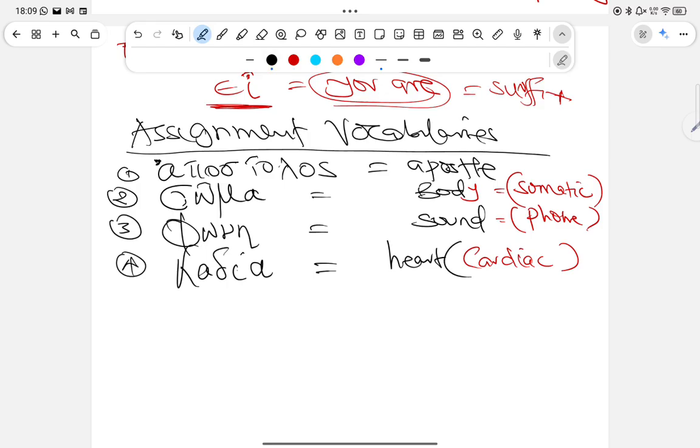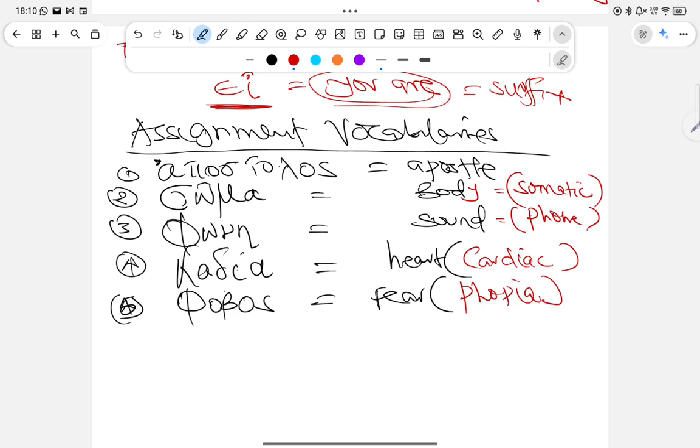The next is number 5, is phobos. So phi, beta, omicron, sigma. Phobos, think of phobia. Okay, phobos, fear. Because what is phobia? Right? So I think you're beginning to notice the examples with the similarities, at least with what we have in the English words.